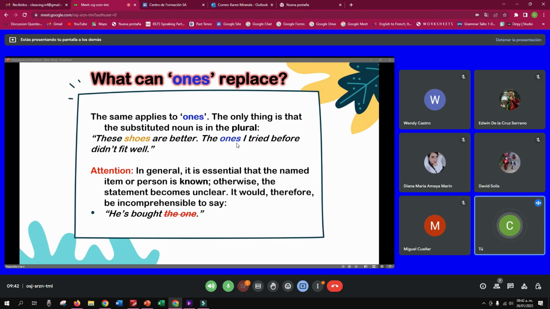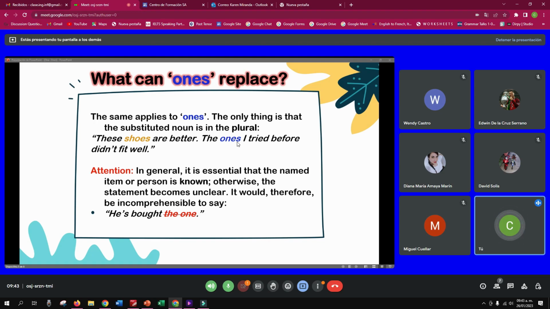Pronouns, right? I say these shoes are better. The ones I tried before didn't feel well. And also it said attention in general. It is essential that the name, item, or the person is known. What happened in the example? These shoes are better. You have already mentioned the shoes. You know what you are talking about, right? So in that case, you can use the pronoun one or ones. In this case, ones, right?